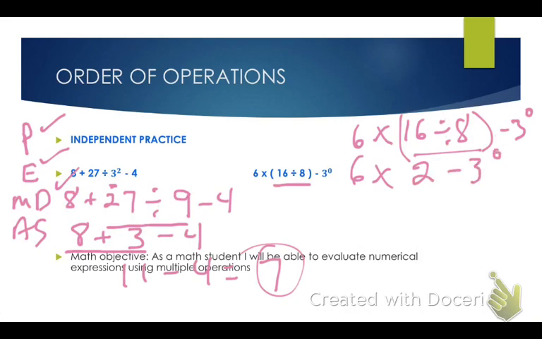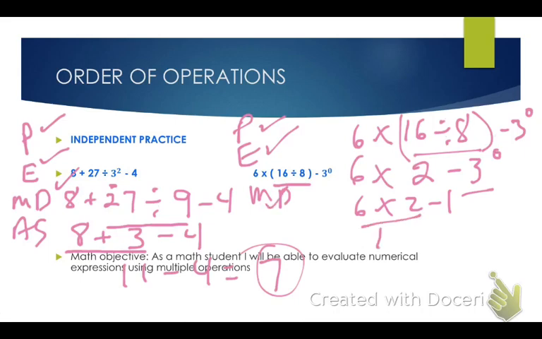All right. Do we have any exponents? We got parentheses out of the way. Yep, exponents. Yep, we got one right here. So we got 6 times 2 minus, remember, any number to the 0 power is always 1. All right, do we have any multiply, divide? Yes, we do. Right here it is. 6 times 2 is 12, minus 1. And finally, we got add, subtract. Yes, we do. 12 minus 1 is 11.